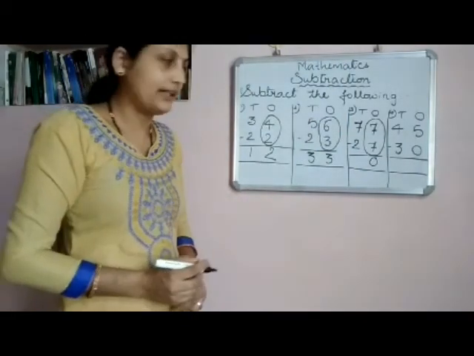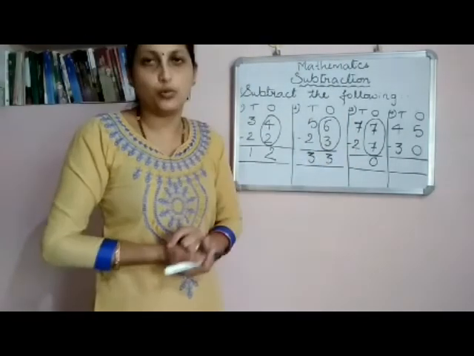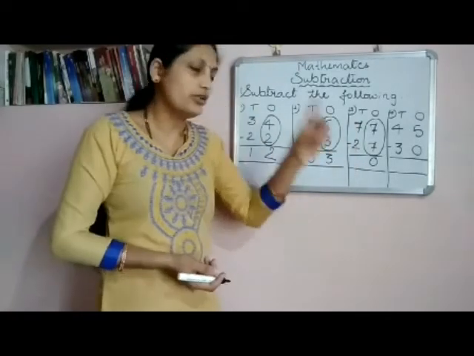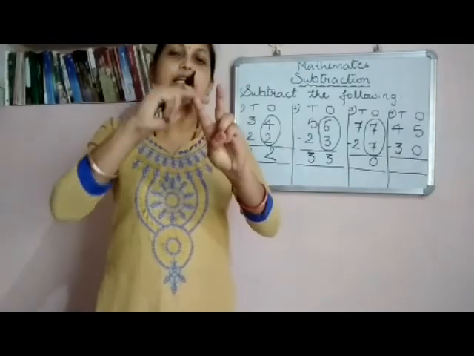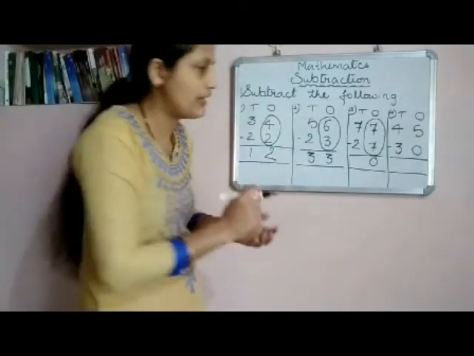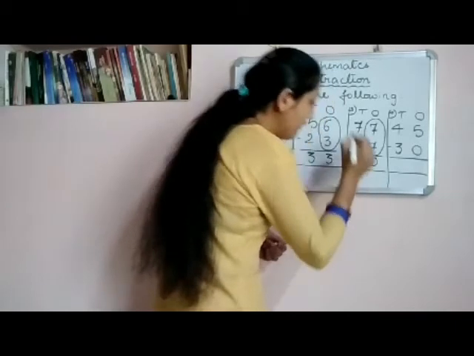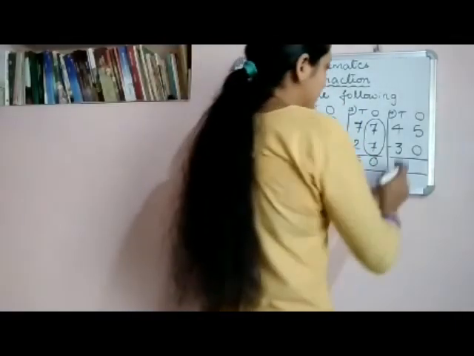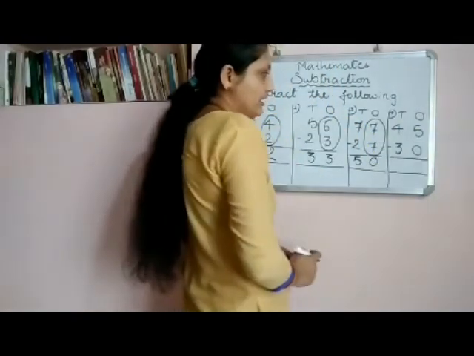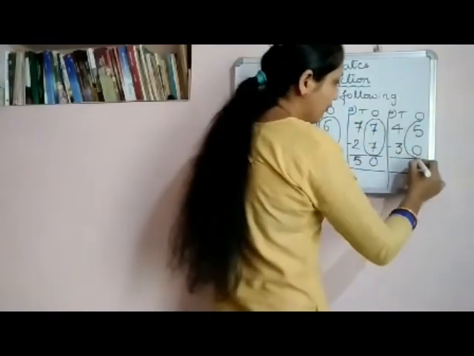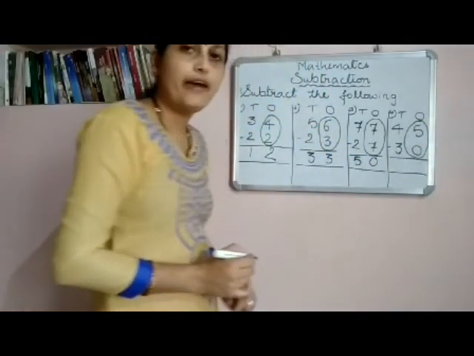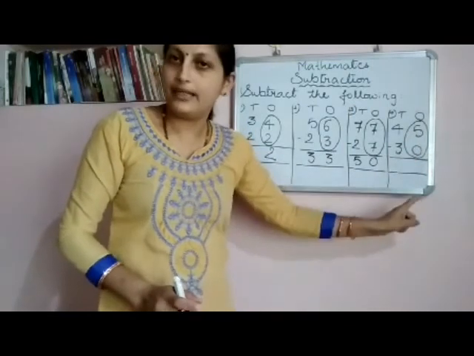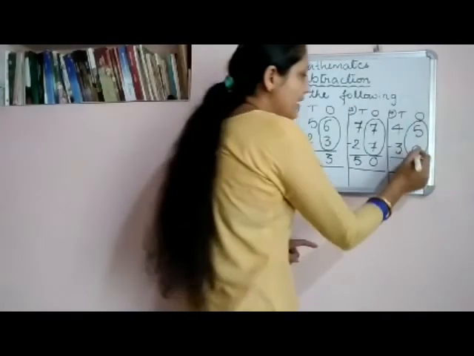Next, let us subtract the tens. 7 minus 2. 7 minus 2 is what? 7 in your mind, 2 in your hand. 7 before, 6, 5. So, 7 minus 2 is 5. So, answer is 50. Next, let us see 45 minus 30. So, 5 minus 0. 5 minus 0 is what? 5 itself, isn't it? When 0 is subtracted from any number, we get the same number as answer. So, 5 minus 0 is 5.